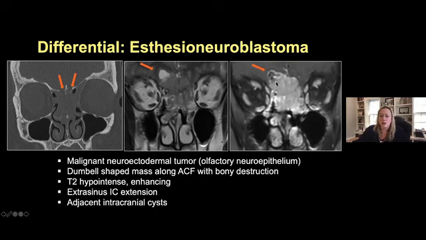And it's extending intracranially. And you can see one of the hallmarks that would help us suggest esthesioneuroblastoma in the differential over any other aggressive sinonasal malignancy is that it has a tendency to have adjacent intracranial cysts. You can see this T2 hyperintense, peripherally enhancing cyst within the parenchyma adjacent to this mass, and that's fairly characteristic for esthesioneuroblastoma. So this is a sinonasal malignancy.